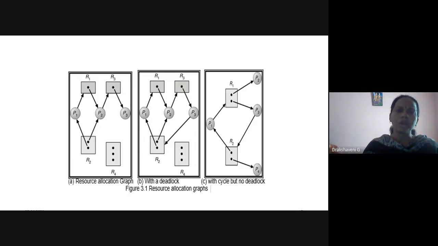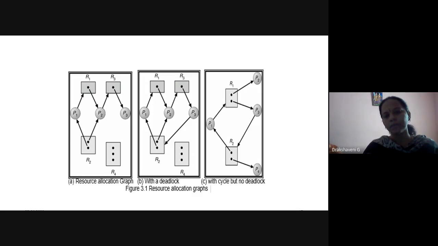So here, P1 is requesting R1, and P2 is using resource R1. P2 is requesting resource R3, and P3 is using R3. In the same way, R2 is being used: part of R2 is used by P1 and part of it is used by P2. And R4, no one is using the R4 resource. So that's what the resource allocation graph tells us.